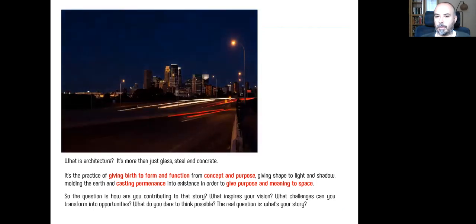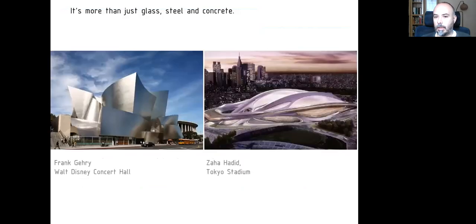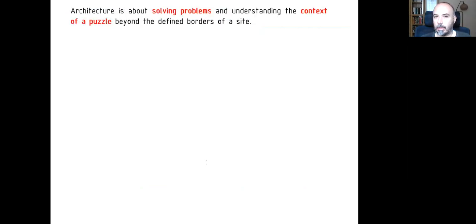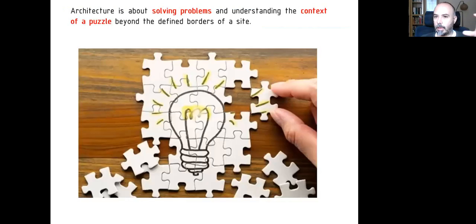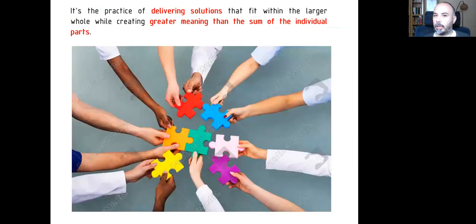I think this is one of the best "What is" explanations about architecture. It says it's more than just glass, steel, and concrete. Architecture is about solving problems and understanding the context of a puzzle beyond the defined borders of a site. It is the practice of delivering solutions. That is what we are supposed to do. We need to create solutions for real problems of people, real problems of life. And these solutions should fit within the larger whole while creating greater meaning than the sum of the individual parts.